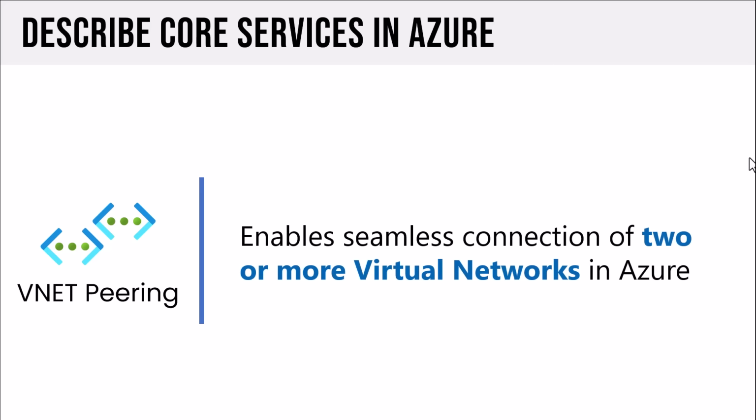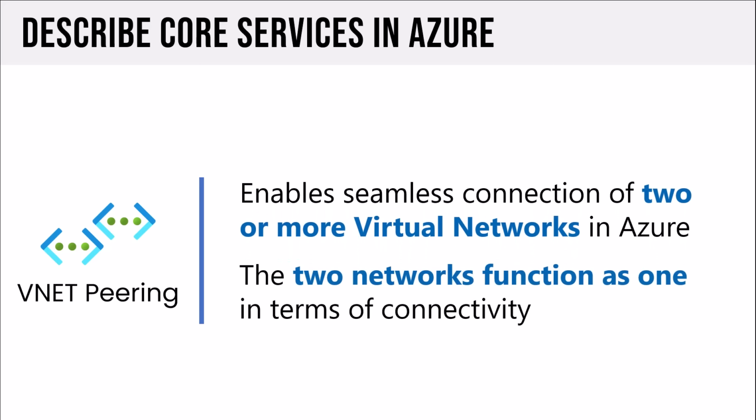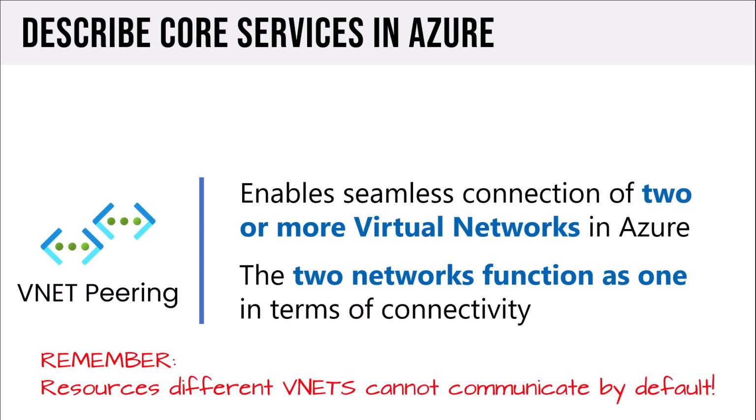So VNet peering enables seamless connection between two or more virtual networks in Azure. And once you've established that peering relationship, the two VNets then function as a single network in terms of connectivity. Remember, I mentioned resources in different VNets cannot communicate by default. There is a level of isolation there, and VNet peering bridges that gap. Another way we can bridge that gap, incidentally, would be to use a VPN connection between those two VNets. I'll remind you of that when we look at the visualization of virtual networks and the related components.